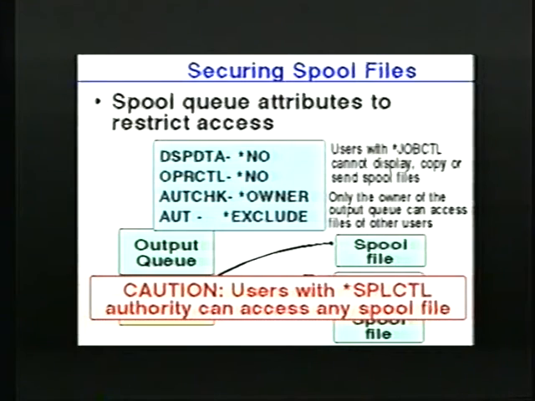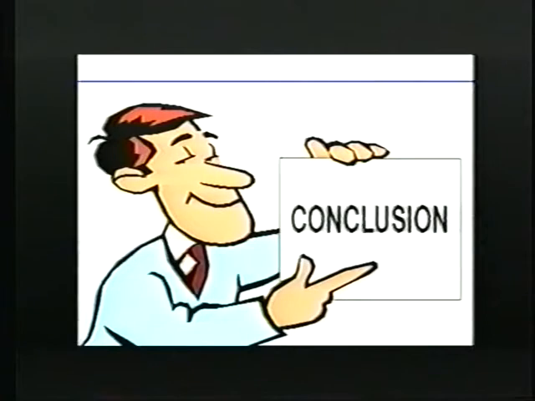Only the owner of the spool files and the owner of the output queue will have access to the spool files. With one exception, you see it there on your screen: if you give users spool control authority, this gives them unrestricted access to any spool file in the system. So you want to be careful to limit the number of users that have spool control access on your machine.